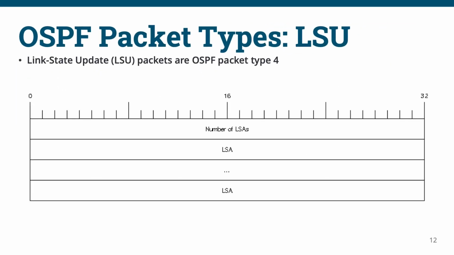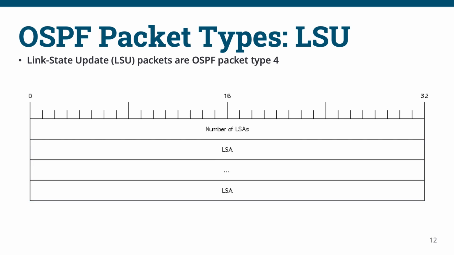You might remember me mentioning that the purpose of LSUs is to transmit LSAs, though you may not have expected that this is the only purpose of the LSU. Here, we can see that truly the only information contained within an LSU packet are LSAs. The first 32 bits of the packet are used to describe the number of LSAs contained in the LSU, and the remainder of the packet is simply used to transmit the details of the LSAs.